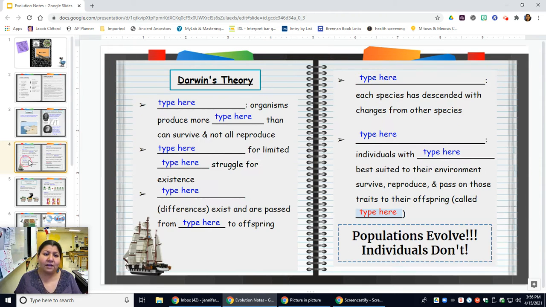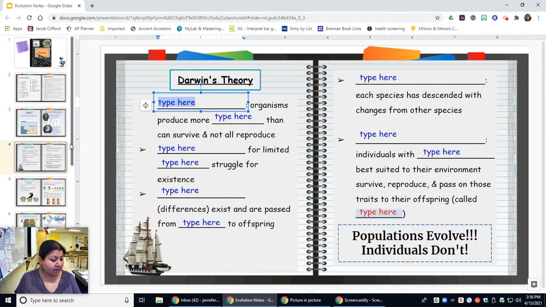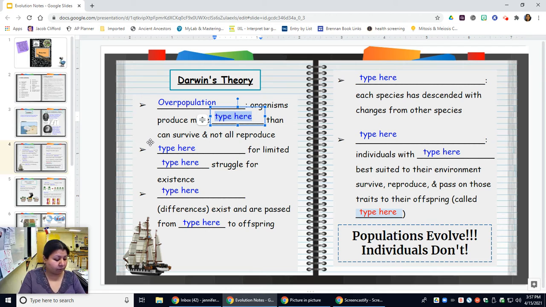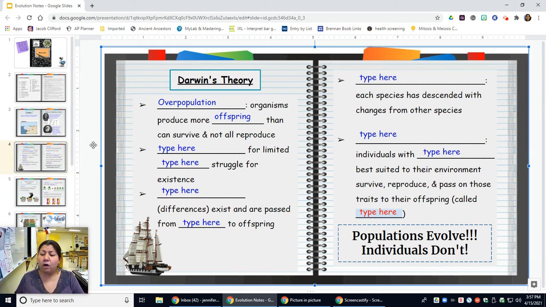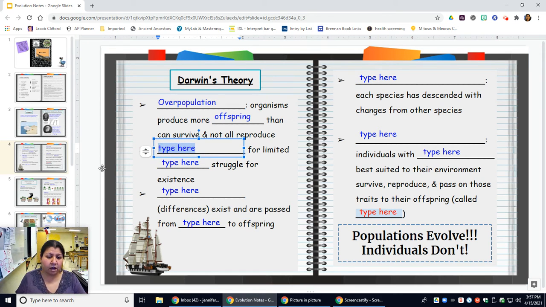So let's go ahead and go over Darwin's theory. Okay. So for Darwin's theory, he made several observations. So one is that overpopulation does occur. Okay. So we know that organisms produce more offspring than can survive, and not all of the offspring reproduce. So he recognized that that could potentially be a problem. Okay. So he also recognized that there was competition.